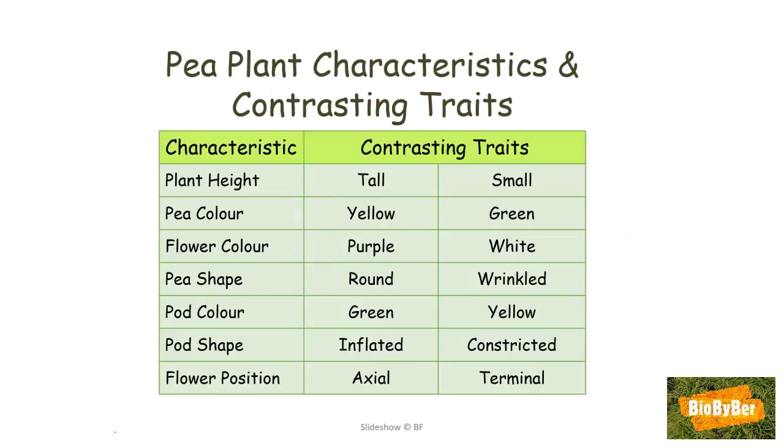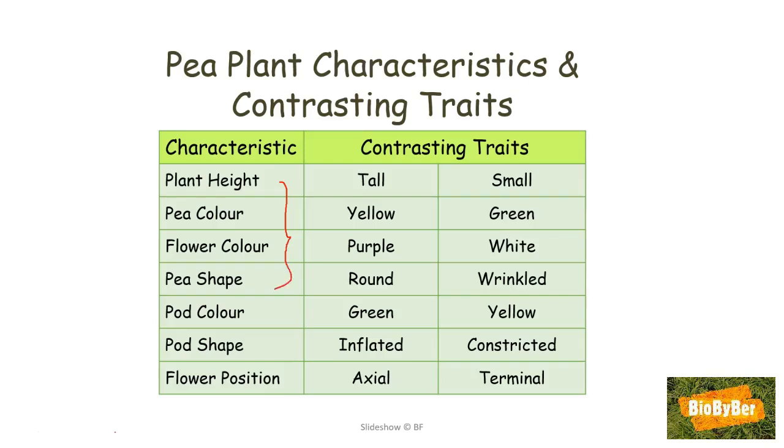There are 7 pea plant characteristics. We will be interested in the first 4. The first characteristic is plant height with the contrasting traits of tall and small. Pea colour, contrasting traits yellow and green. The other characteristic is flower colour, contrasting traits purple and white. And pea shape, the contrasting traits being round and wrinkled.